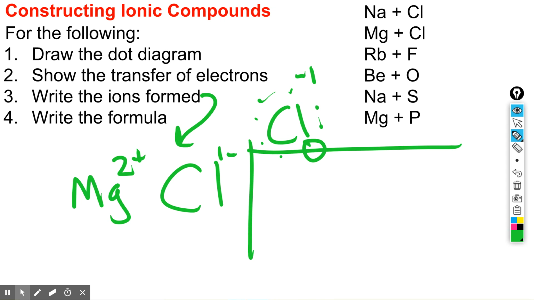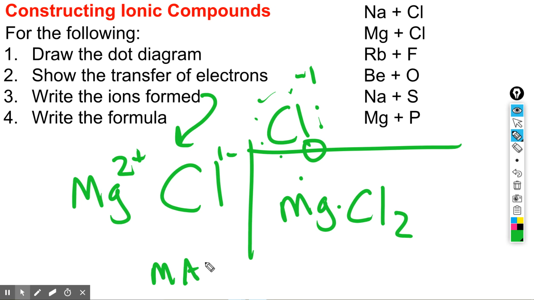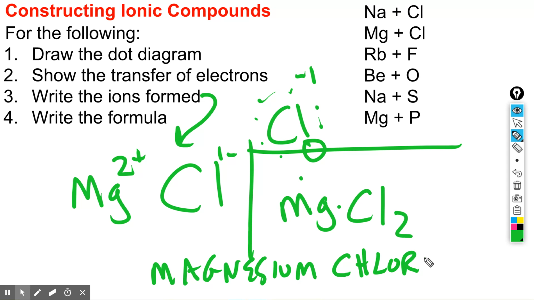Write the formula. The formula, if you remember our picture, we had 1 Mg and 2 Cls because magnesium had those 2 electrons to give away. We needed 2 Cls for that to happen. So the formula is MgCl2, and the name is magnesium, M-A-G-N-E-S-I-U-M. Chlorine gets changed to C-H-L-O-R-I-D-E, magnesium chloride. If you're having problems with this and you need to come see me, pause the video and come talk to me. We're doing it right here in class, so come see me. Otherwise, keep working on the examples.